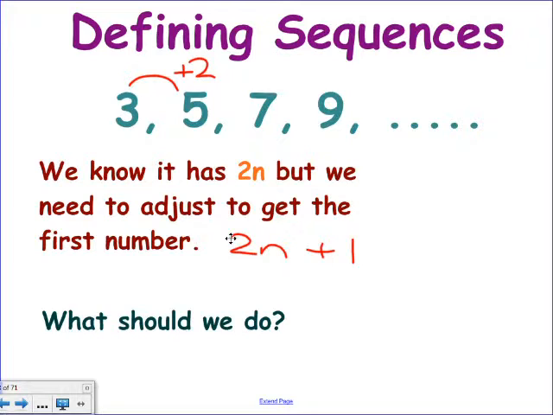What's my 100th term? I don't want to write this sequence out. 2 times 100 is 200, plus a 1, 201. I don't have to write out 100 numbers to get to my 100th term. I can leap straight to my 100th term by swapping n for the number 100. Okay? That's the nth term. And this is what we call the nth term for that sequence.